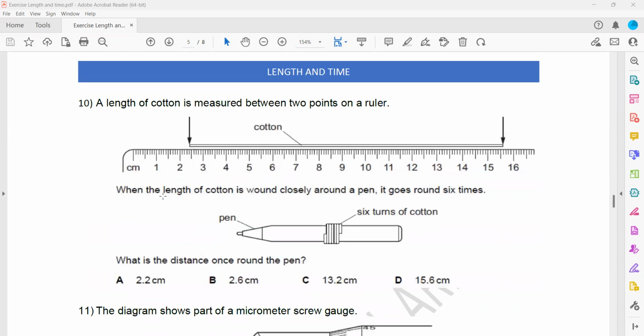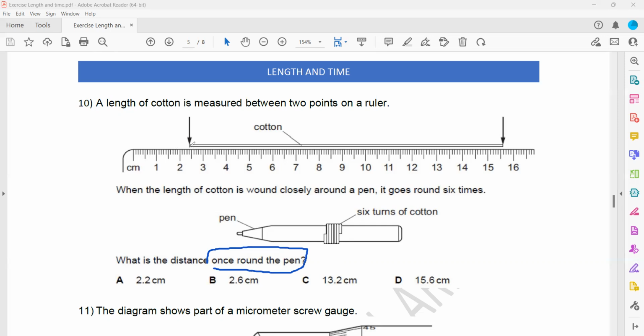In question 10, the length of a cotton is measured between 2 points on a ruler or the scale. What is the length of a cotton wound closely around a pen? It goes 6 times. What is the distance for 1 round? So how to work out the distance of 1 round, or they can also ask what is the circumference of the pen. So first we'll measure the length of the 6 turns.